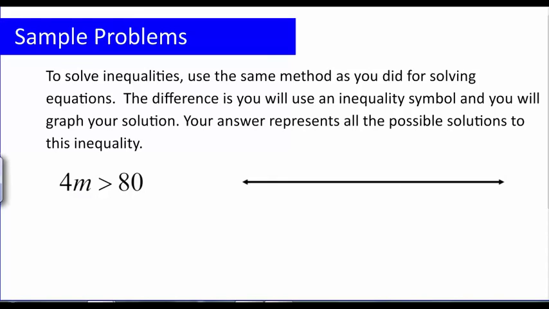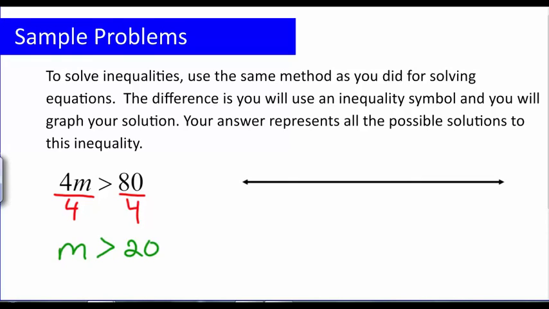When we were solving equations, we just solved ones where there was one solution. But with these inequalities, there will be infinite solutions. So when I see this inequality, 4m is greater than 80, I want to isolate my variable, and the way I do that is I'm going to divide both sides of this inequality by 4. So 4m divided by 4 is just m, and 80 divided by 4 is 20. So I get m is greater than 20.